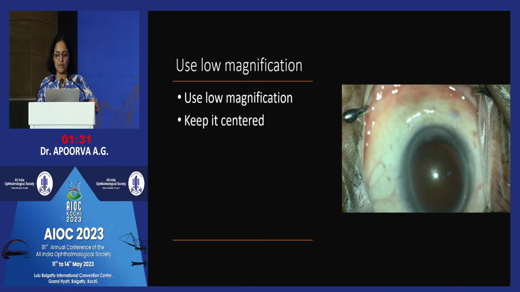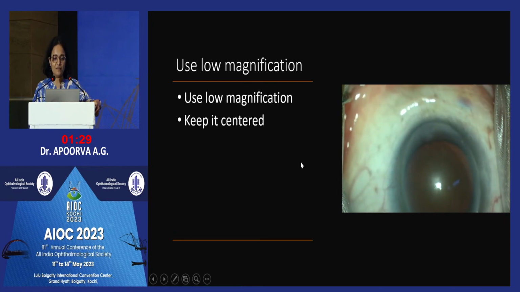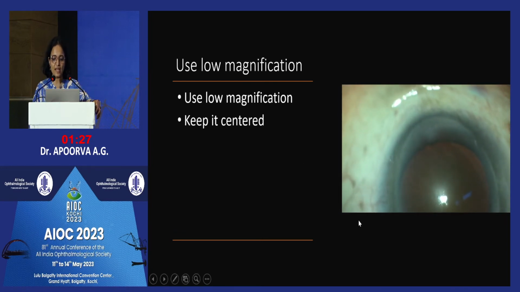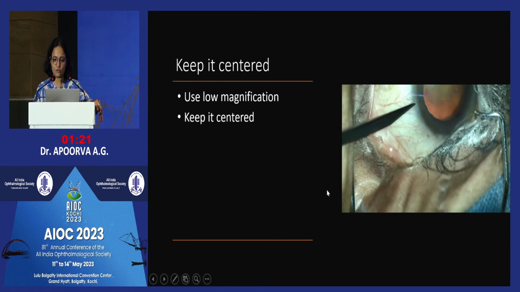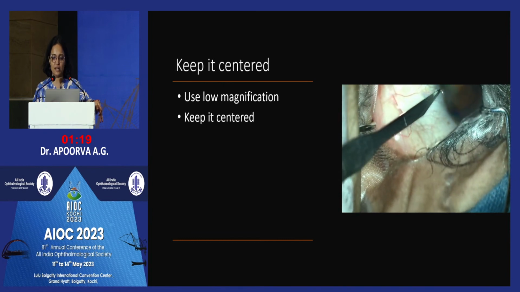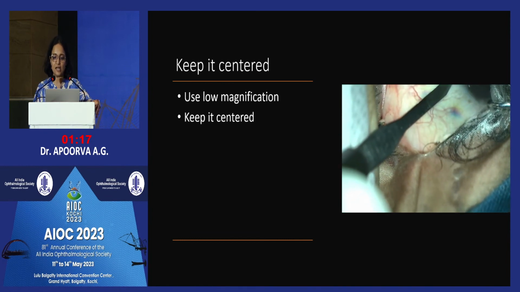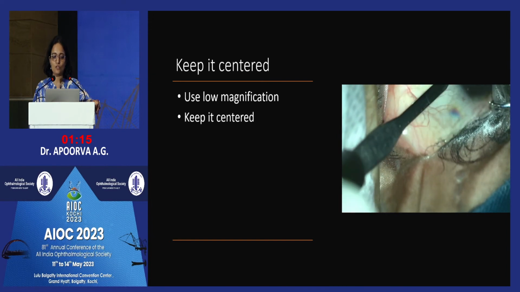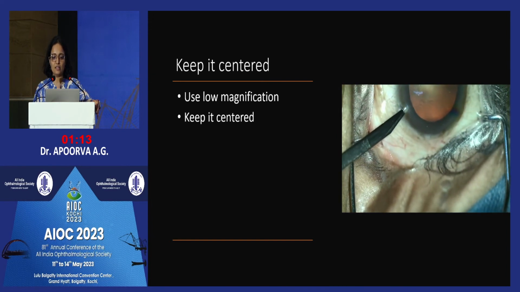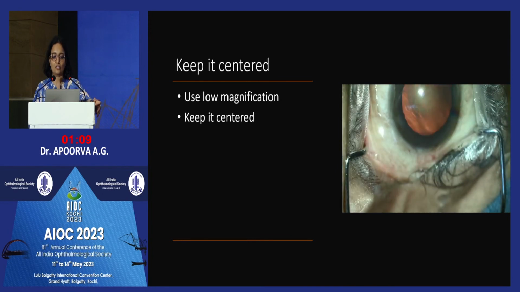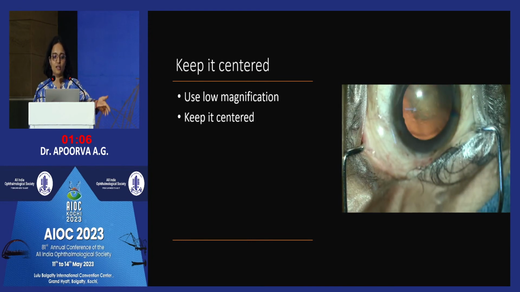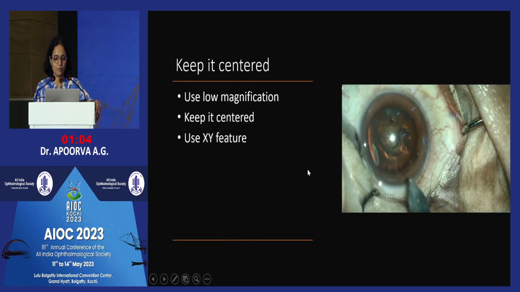And always keep it centered, because when we don't center it and we use very high magnification, when we are doing the actual step, the crucial moment in which we actually need the microscope, that purpose is defeated. Like you can see, this surgeon is trying to make a side port, and because of the non-centeredness and the high magnification, when the actual entry is happening, the eye has rolled away from the field of view.